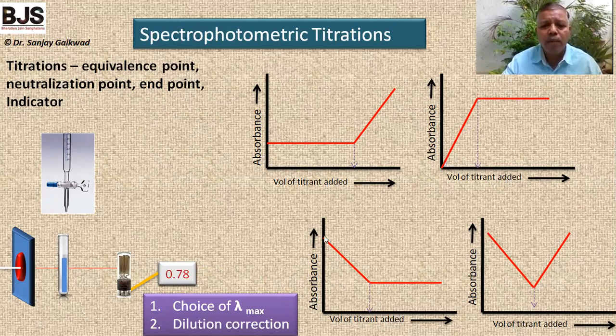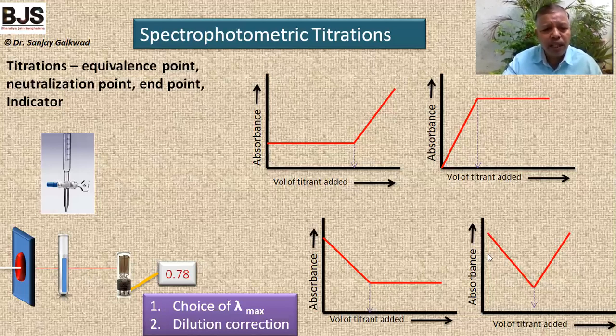In some cases, the color of the solution decreases, because from the burette we are adding the solution drop by drop, the color intensity decreases, and the absorbance decreases continuously, and then after a certain point it remains as it is, and we observe a straight line. Now when we extrapolate this straight line, we observe this is the equivalence point of this type of titration.